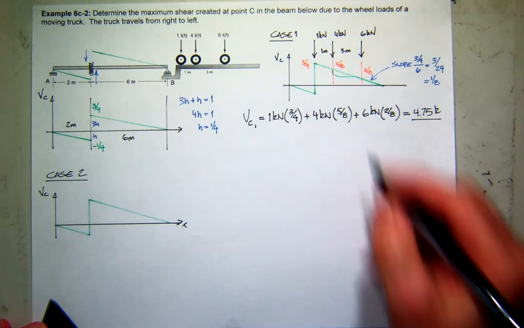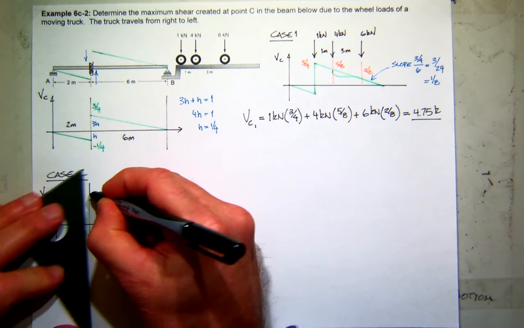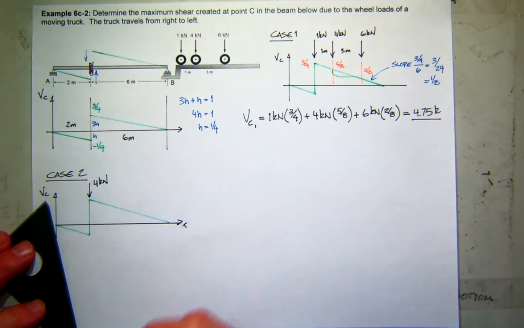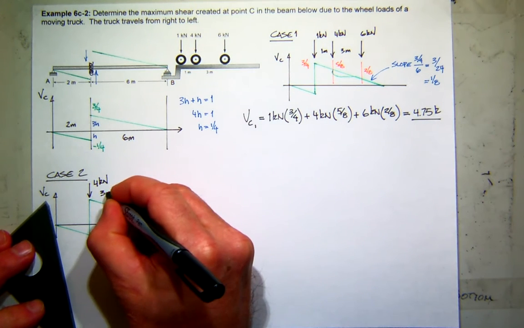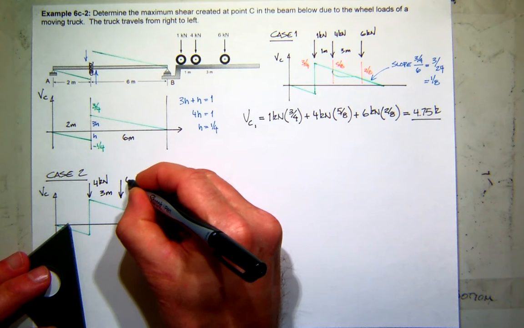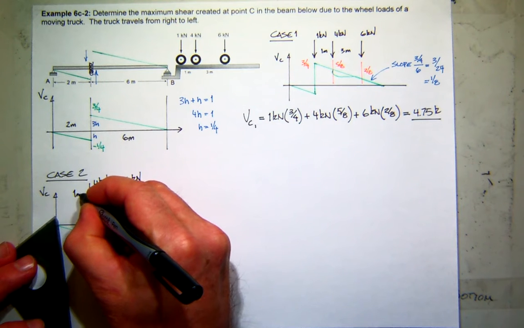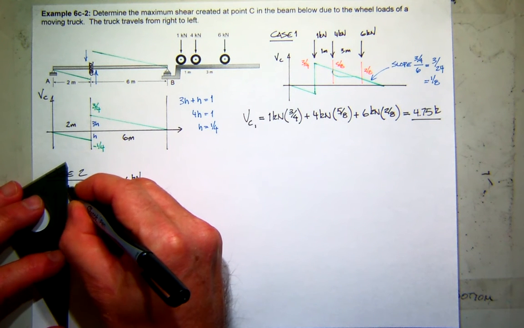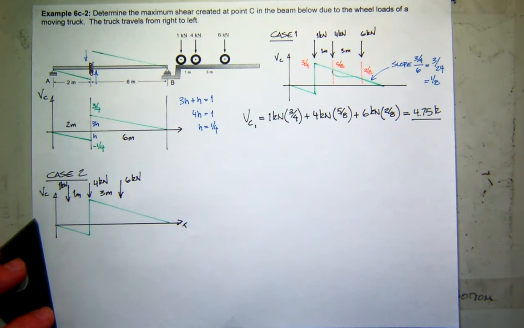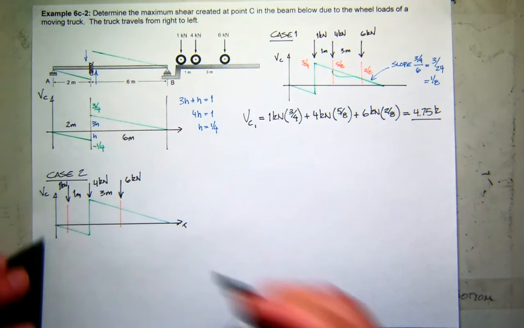Okay, so now the second case, we're going to take our second wheel load, the 4 kilonewton force, and it's at the top. 3 meters back is the 6 kilonewton force, and 1 meter forward is the 1 kilonewton force. So I've got, again, 3 values to compute.